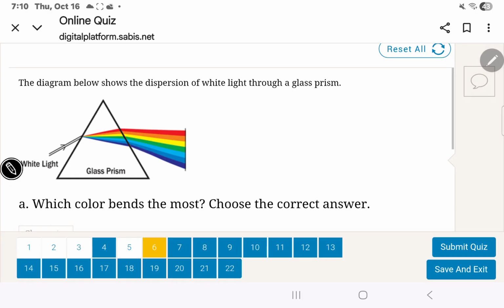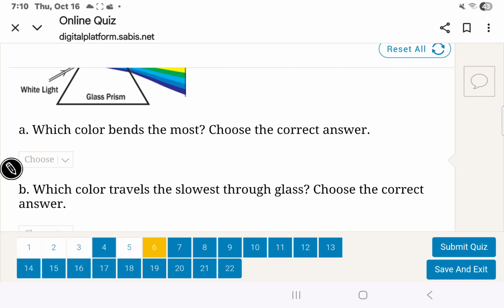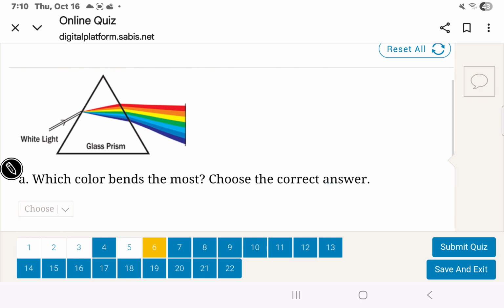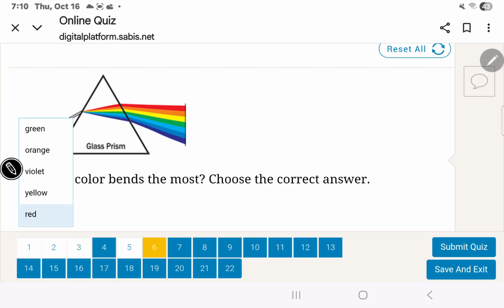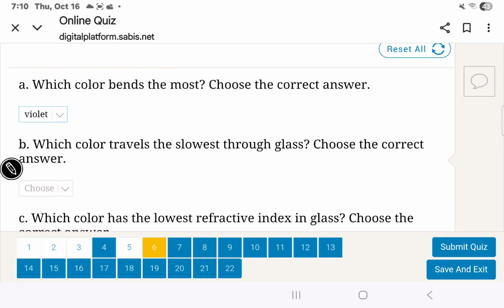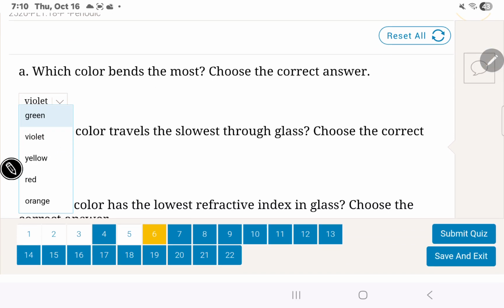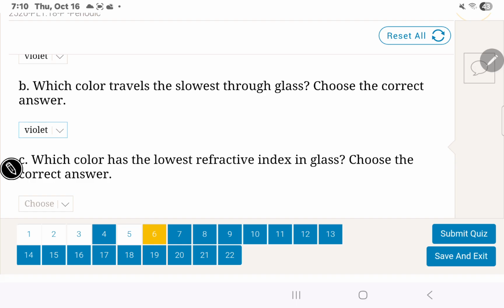Question number 6 now. The diagram below shows dispersion of white light through a glass prism. Which color bends the most? Choose the correct option. The color that bends the most will be violet here, because it has the greatest refractive index. Which color travels slowest through glass? Slowest through glass will also be violet. So here we choose violet. Which color has the lowest refractive index? Lowest refractive index is red.